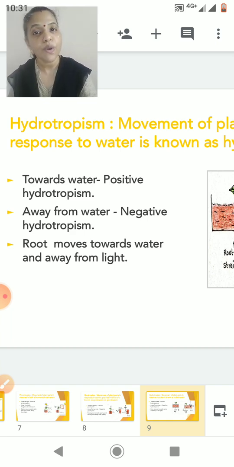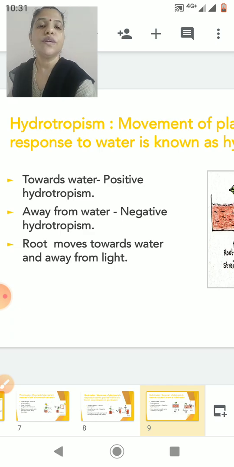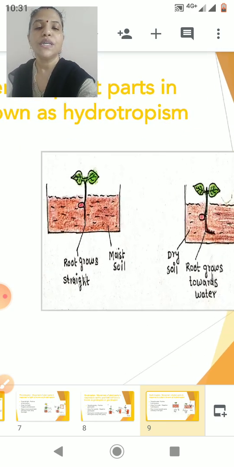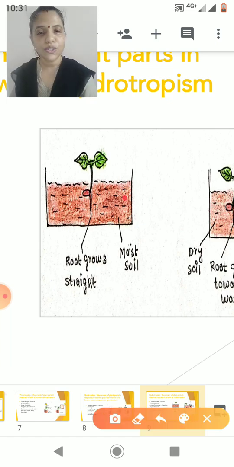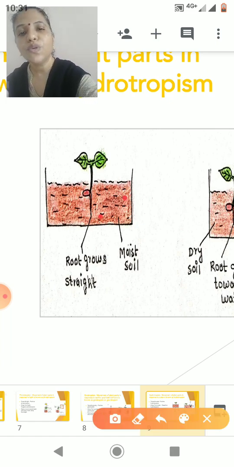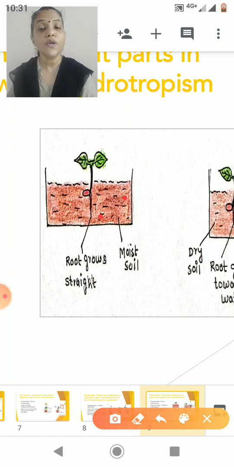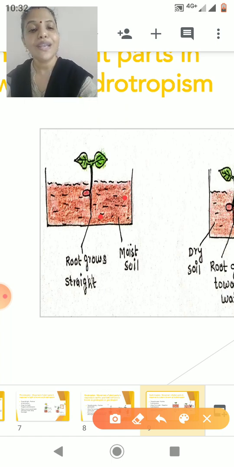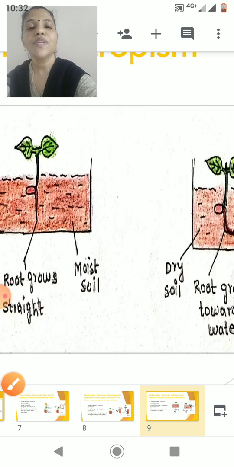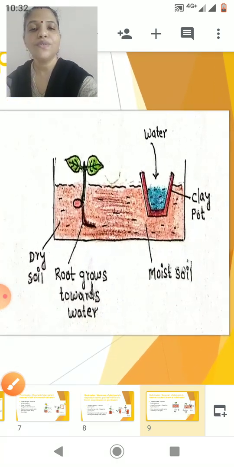Here now, students, you can see this is a moist soil. You can see the root is growing straight. Because the soil is moist, the root is growing very nicely, luxuriantly there, and absorbing a large amount of water. Now let us see the next diagram. This is quite interesting, students.